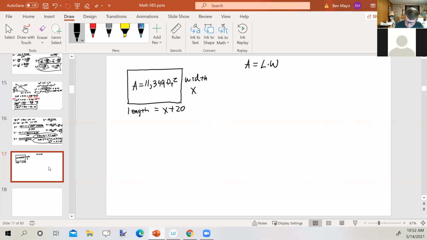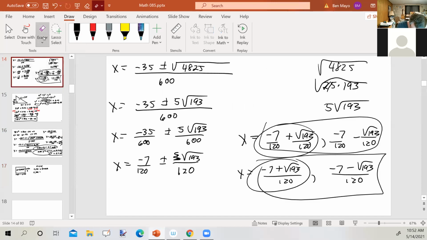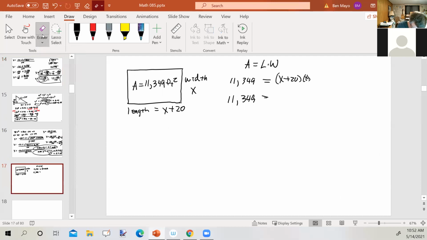Okay, now the formula for the area of a rectangle is area equals length times width. So that gives us the following equation. 11,349 equals X plus 20 times X. Okay, so then we get 11,349 equals X squared plus 20X.